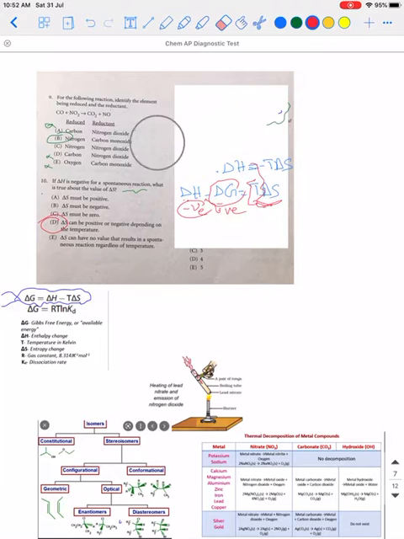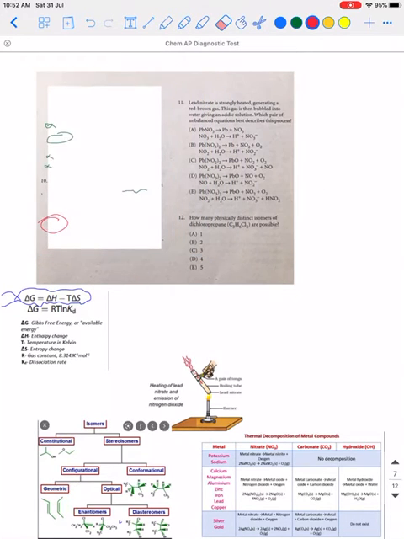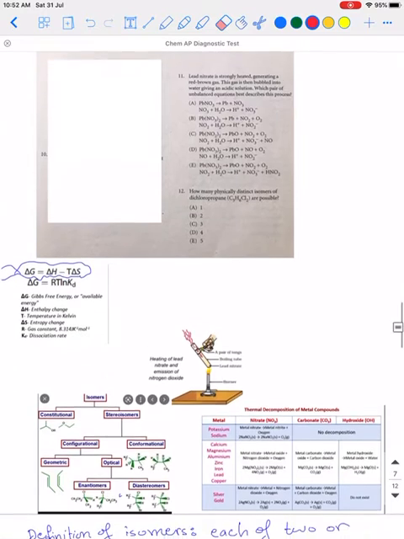Now we will move to number 11. Lead nitrate is strongly heated, generating a red-brown gas. This gas is then bubbled into water, giving an acidic solution. Which pair of unbalanced equations best describes this process? I'm not interested in balancing, but interested in the products.